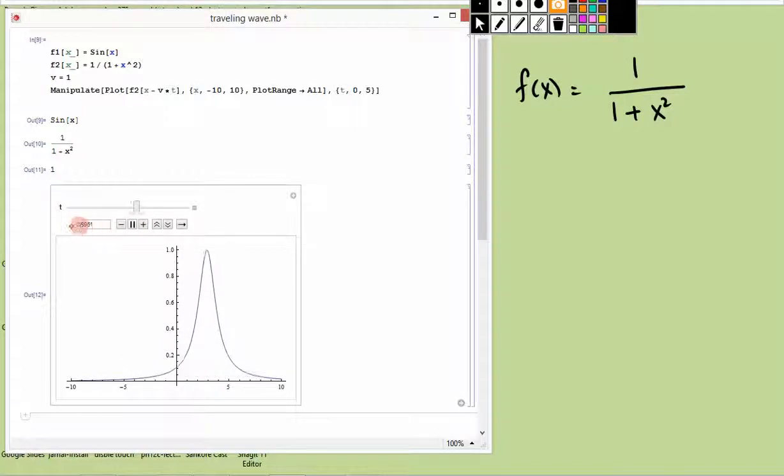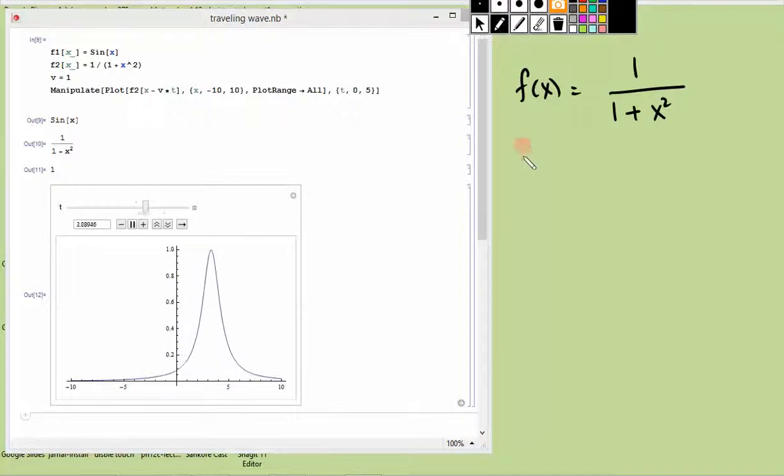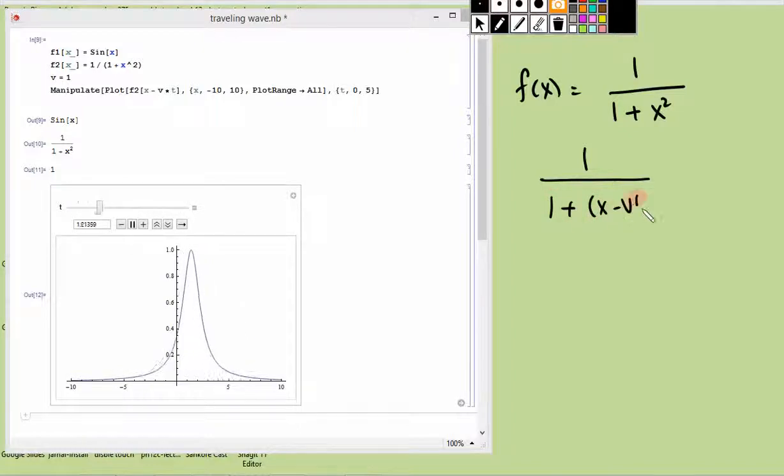The time is shown here. This is the time, and as time increases, the pulse is traveling to the right. So what I'm actually plotting is, at every time, this function 1 over 1 plus (x minus vt) squared. So this factor here, when I put it right here, makes this pulse travel.